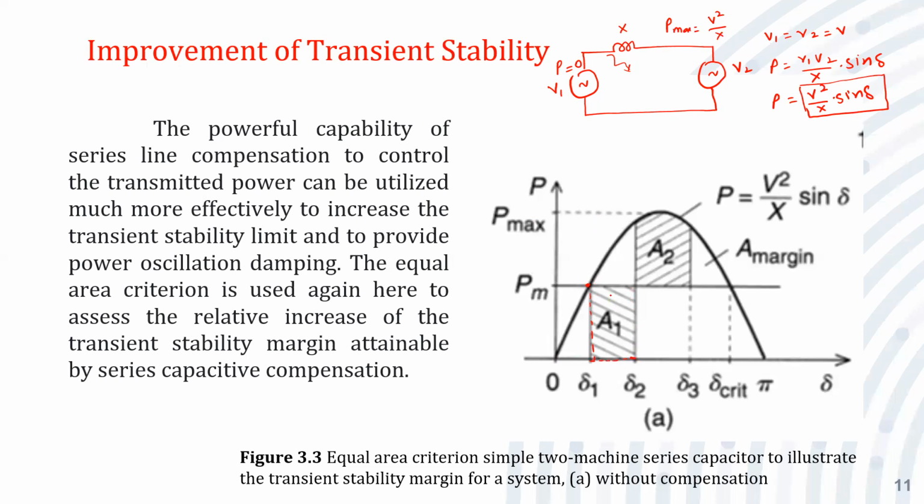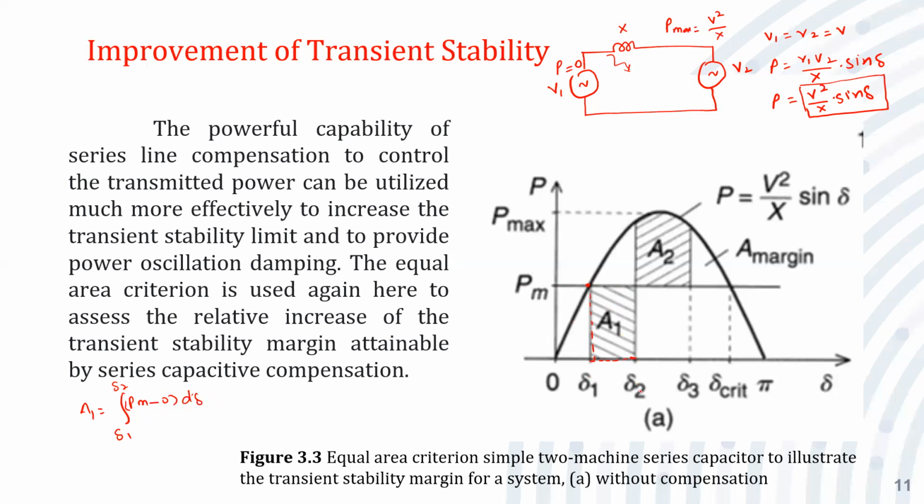So this area is the acceleration area, because the output power is equal to 0, whereas the mechanical input will remain the same. So the generator will accelerate. And area A1 is the area from delta 1 to delta 2. The maximum power is Pm here for this working point, the integral of Pm minus 0 d delta. So this is the A1.